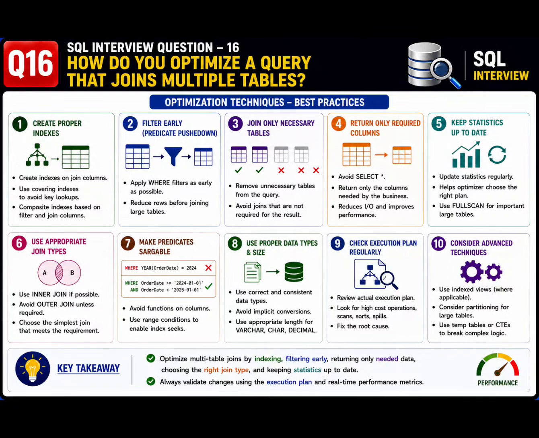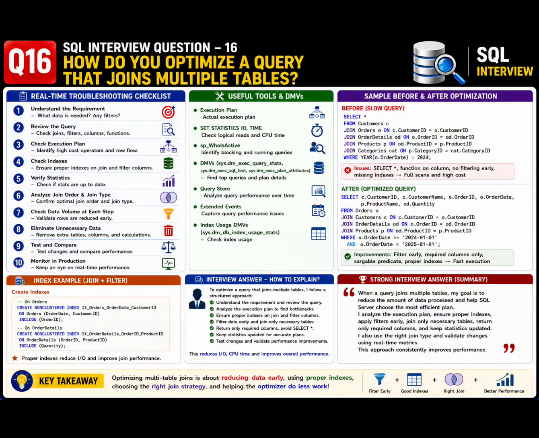Always review the actual execution plan. Focus on expensive operators like table scan, sort, hash match, key lookup and missing index recommendations. These often indicate where performance improvements are needed. Now the real-time tips. Whenever I optimize a multiple table query, I follow this checklist. First, understand the business requirement. Then review the query carefully. Analyze the actual execution plan to identify bottlenecks.